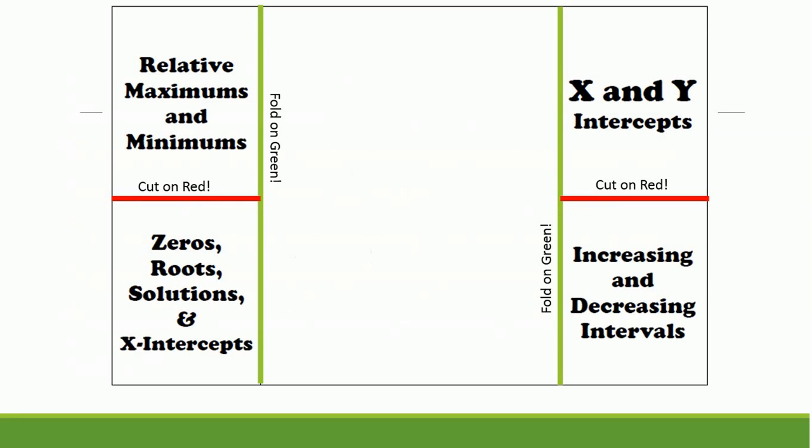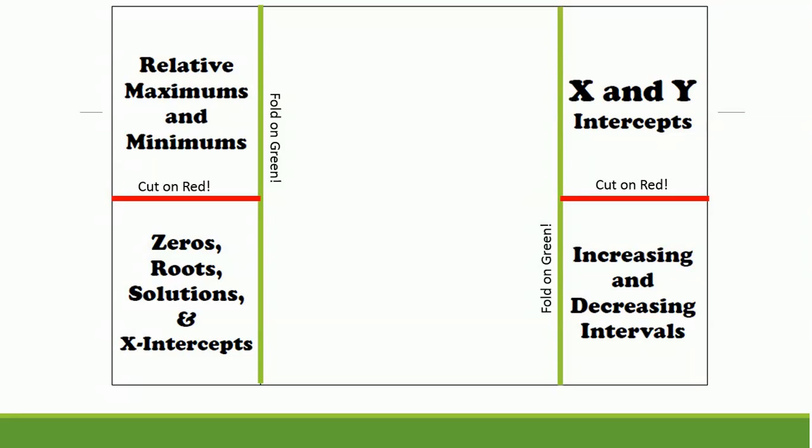So basically, what are we doing? Well, we're going to basically look at a graph and be able to point out where intercepts are, where is it going up, where is it going down, when do I have a max, when do I have a min, that kind of stuff.